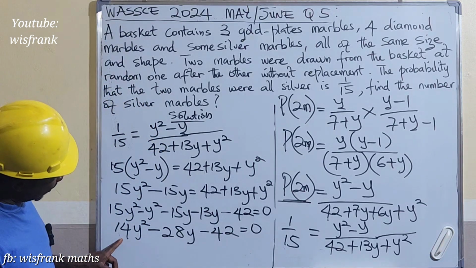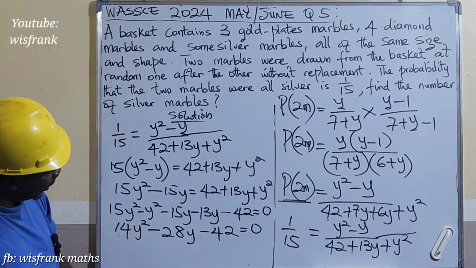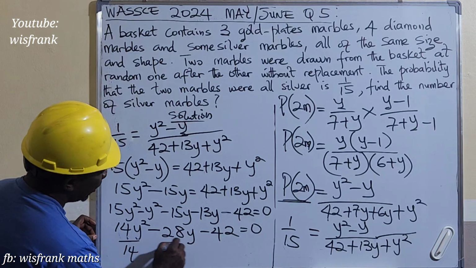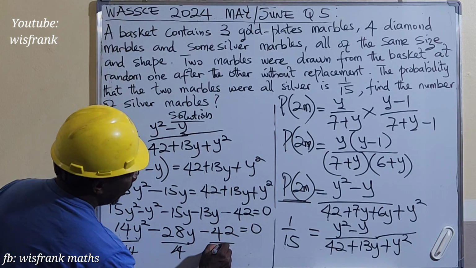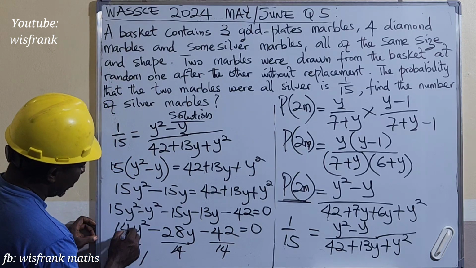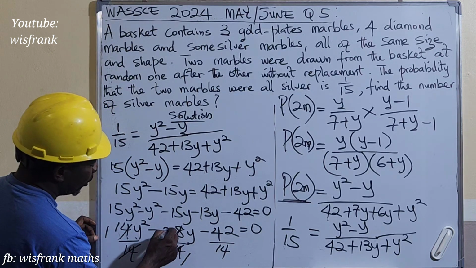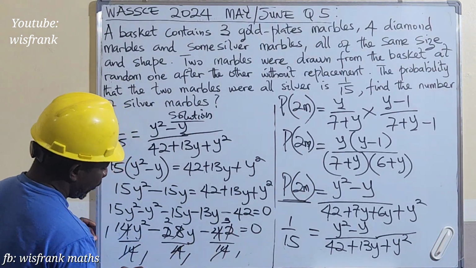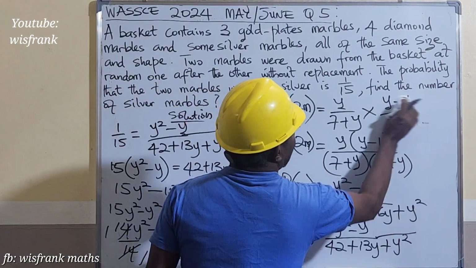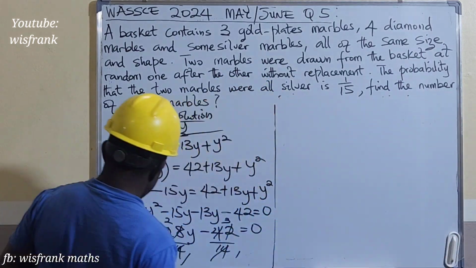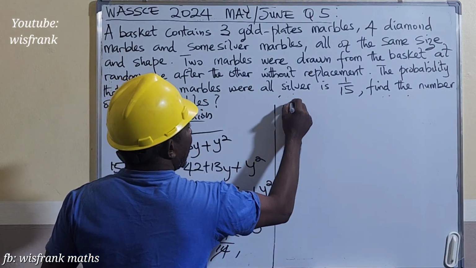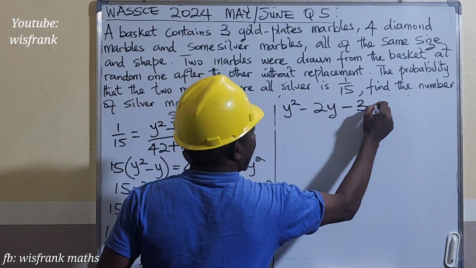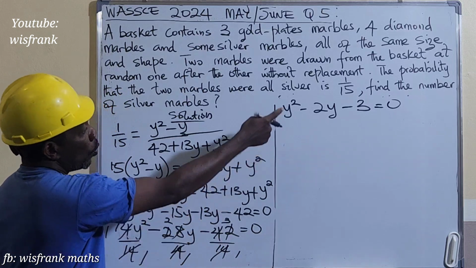In this case, we can see that 14 is a factor of these three. So we divide all through by 14: 14 cancels here once, 14 cancels here twice, and 14 cancels here three times. Then we clean this, and we have y squared minus 2y minus 3 equals 0.